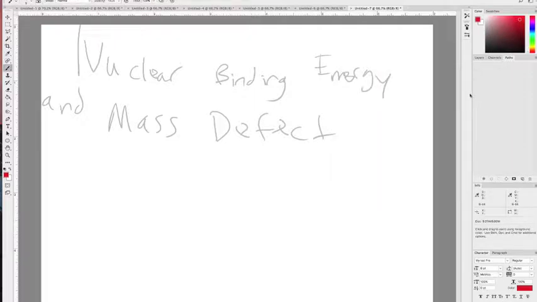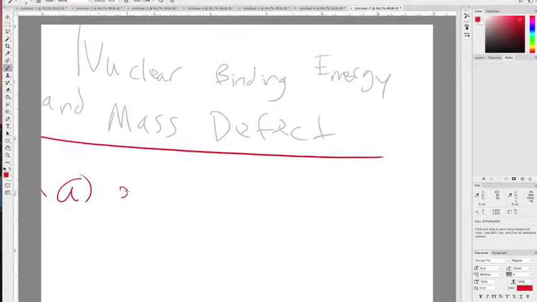Meanwhile, let me teach you guys what nuclear binding energy is. For the most part, it's energy released when a nuclide is assembled from individual components.